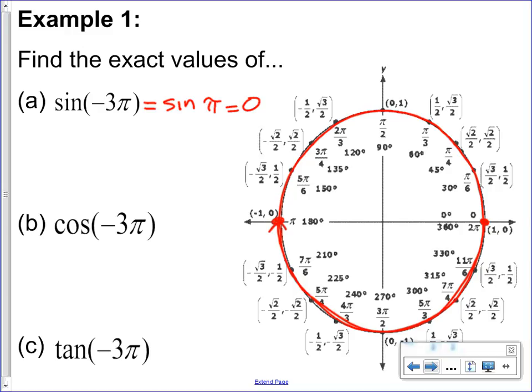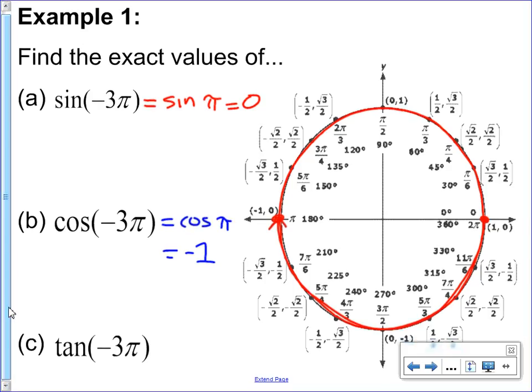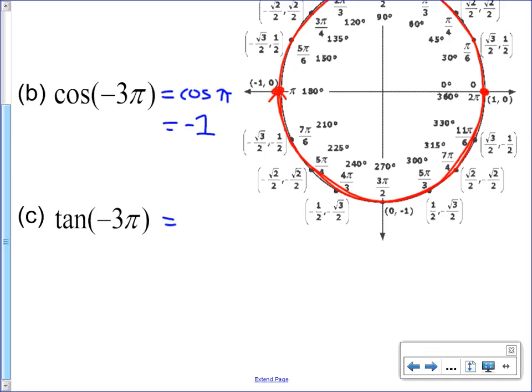Okay? Cosine of -3 pi, it's the same spot, so it's the same thing as the cosine of pi, which is -1, because it's the x. The tangent of -3 pi is the same thing as the tangent of pi. Tangent is y over x, so 0 over -1 is 0. Super easy, especially if you have the unit circle on you.